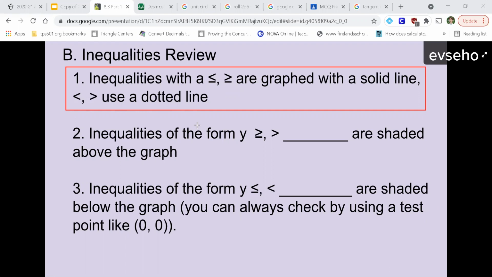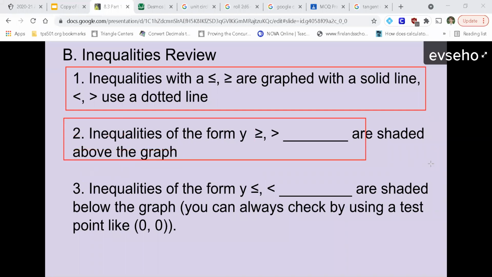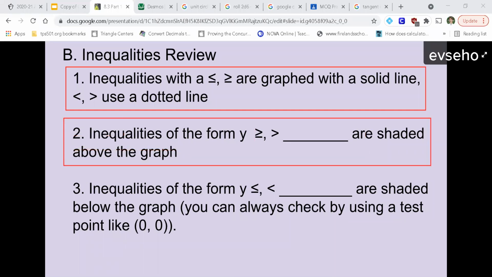Right? If your inequalities are in the form of y is greater than some expression, then you shade above the graph. For the blank, it's just any expression. Like this could be 2x plus 5, or this could be like -3. It's just any expression.